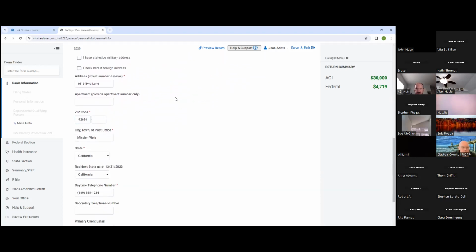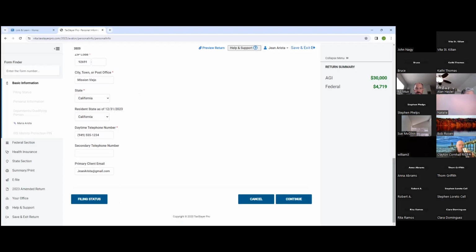Address, most people will use their residential street address. And then again, we only prepare California returns and federal returns, so we'll indicate that. And then you want to capture the contact information in case we need to perfect the return. Usually you'll get both the phone number and the email address for the taxpayer.